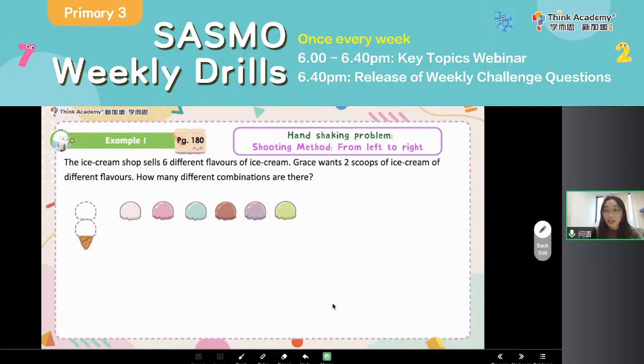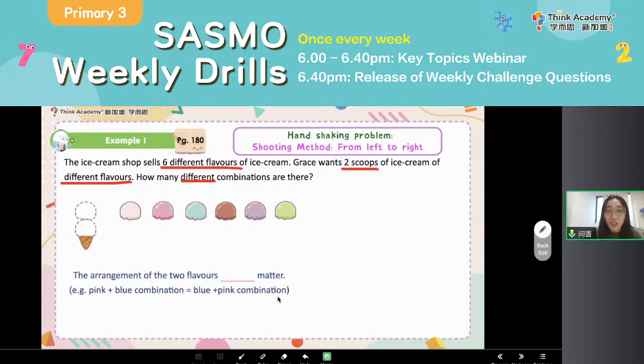Now, let's read the question together and try to underline some keywords. The ice cream shop sells 6 different flavors of ice cream. Grace wants 2 scoops of ice cream of different flavors. How many different combinations are there? So actually here, everyone, we can just imagine that these scoops of ice cream are shaking hands with each other. So let's start from the first part.